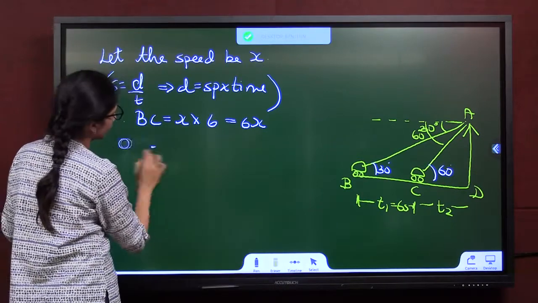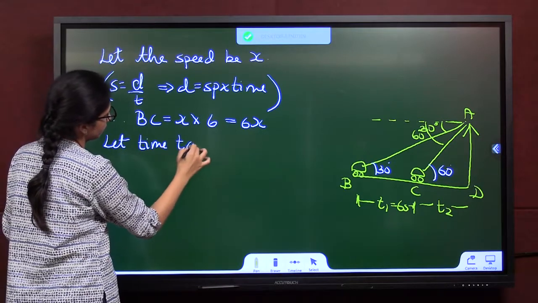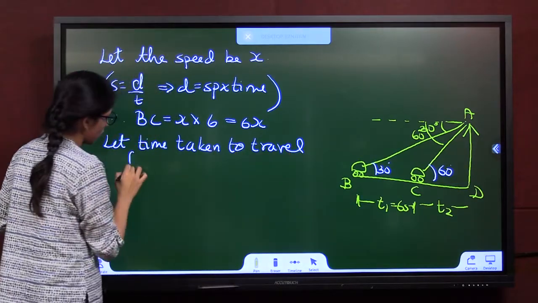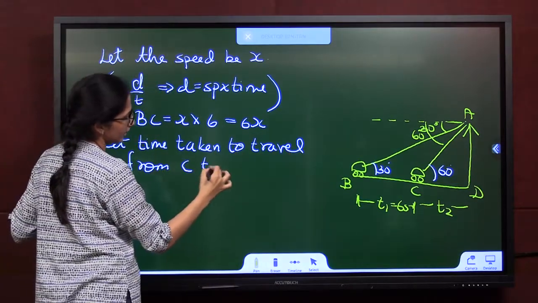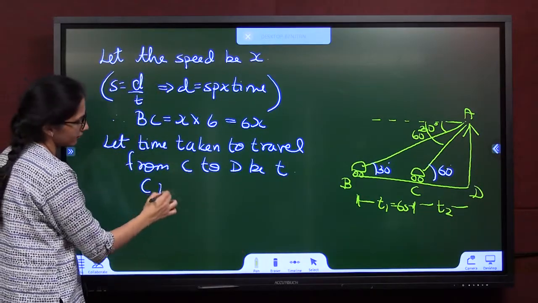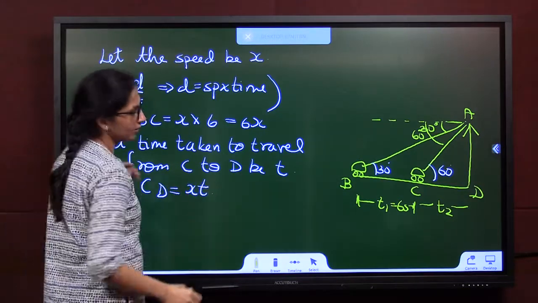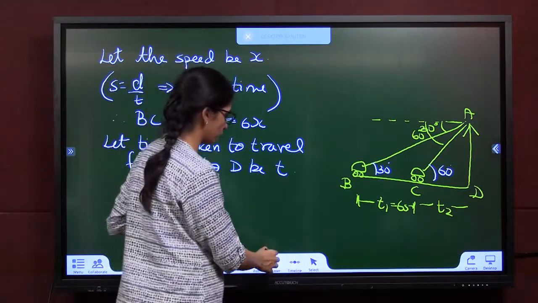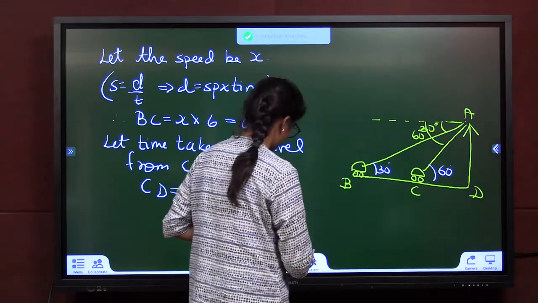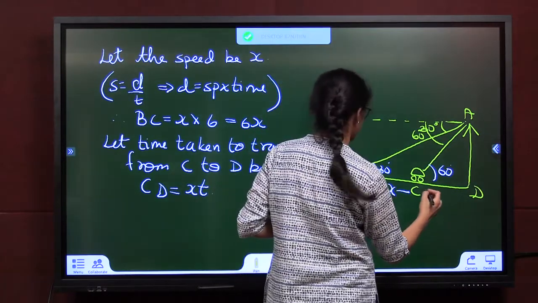What will be CD? Let the time taken to travel from C to D be T. So now what is CD? X is the speed, T is the time. So x into t. In the question they want the T, the T2. So I will rewrite this as 6x and this as x into t.